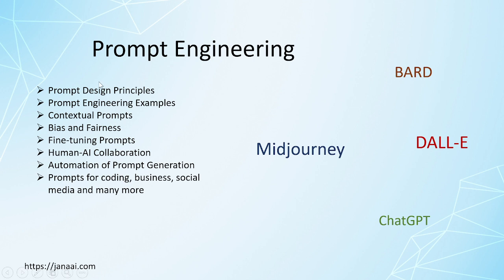We'll discuss prompt engineering principles, prompt engineering examples, what are contextual prompts, what is bias and fairness, how do you do the fine tuning of the prompt, what is the human and AI collaboration. Then we'll discuss automation of prompt generation. Then we'll see some examples like prompts for coding, business, social media, and many more.